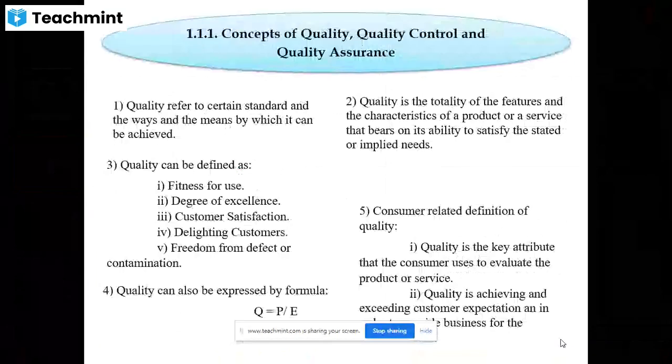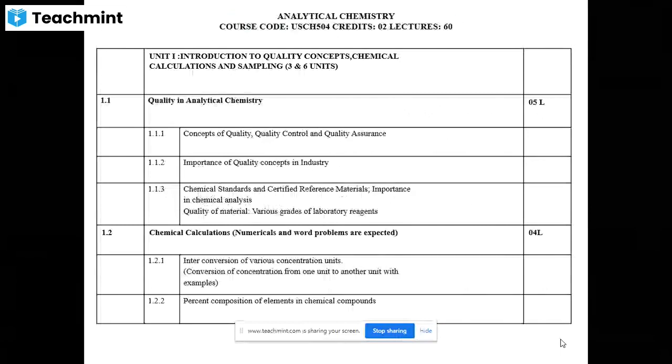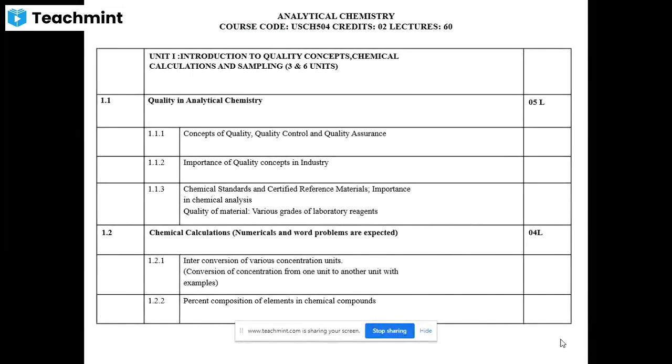Okay. Today we have to start with this particular part, the unit 1 of this analytical chemistry. Yesterday I already discussed the syllabus for this semester 5th. In the unit 1 there are three topics: introduction to quality concept, chemical calculations, and sampling. These three small subtopics are there for this unit. First is the introduction to the quality concept, then chemical calculation and sampling.